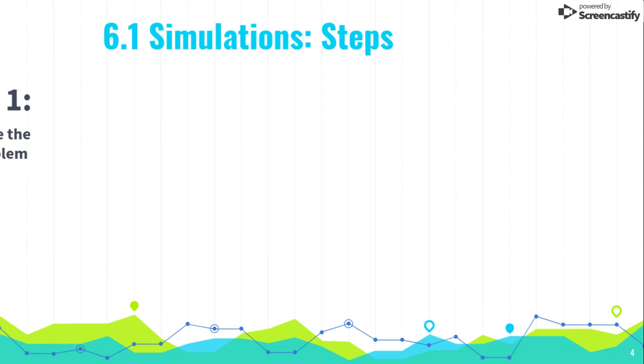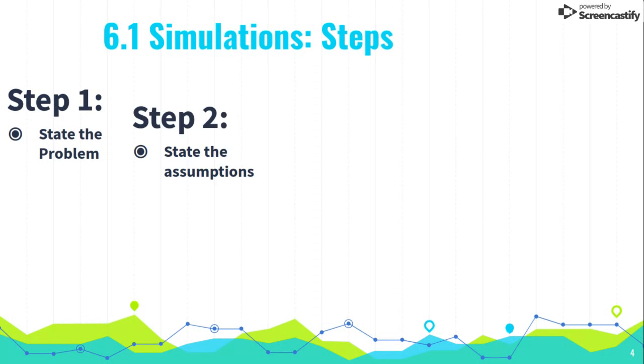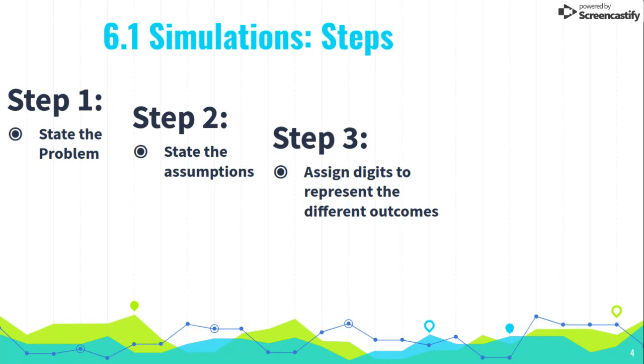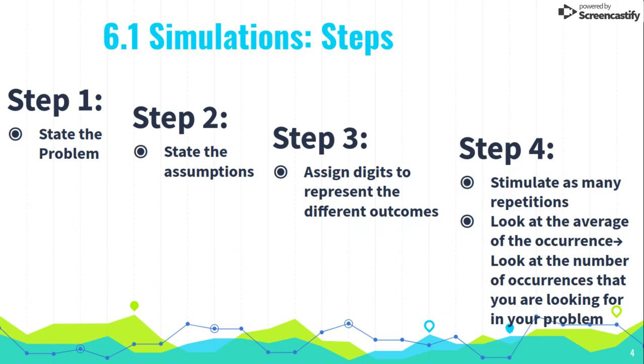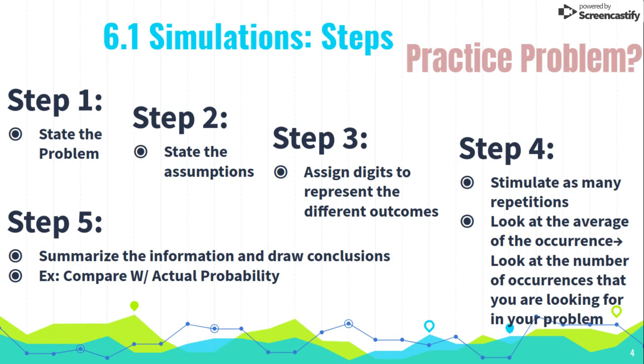Steps include: step 1, you want to state the problem. Then you want to state the assumptions, then assign digits to represent the different outcomes, and then simulate as many repetitions as possible, and at the same time look at the average of the occurrences, like the number of occurrences that you're looking for in the problem. And step 5, summarizing the information and drawing conclusions using, for example, the actual probability.